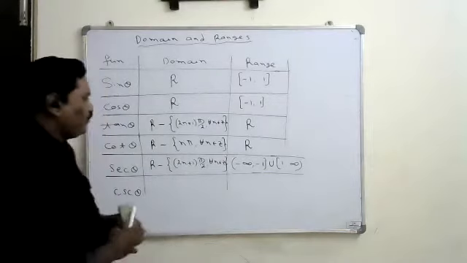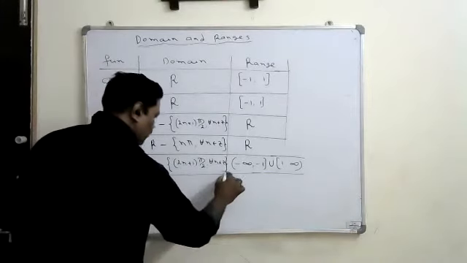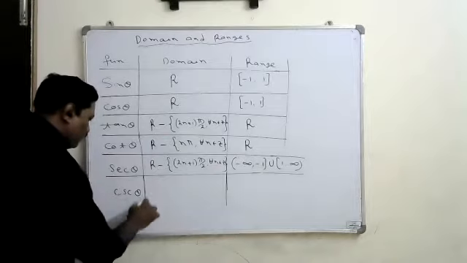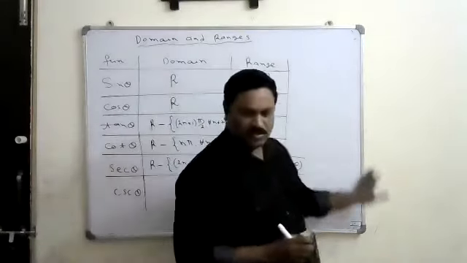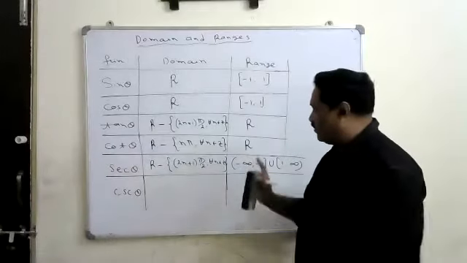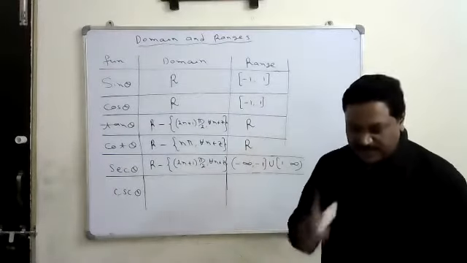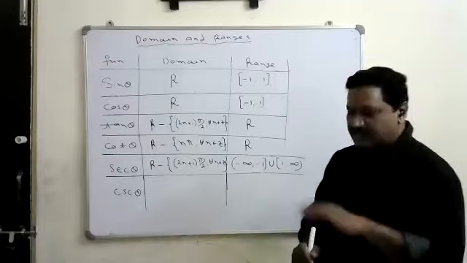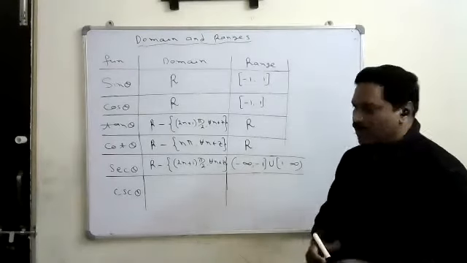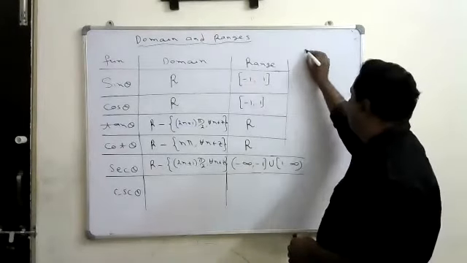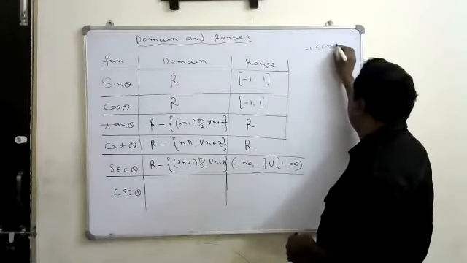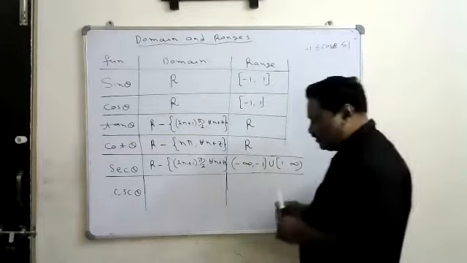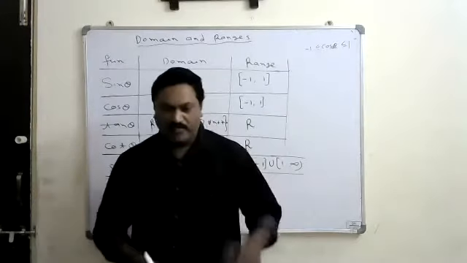Okay. Now, sir, please explain the range of cosecant theta once again. Yeah. So this is the range of secant theta, because just now I gave the proof also for you. Secant theta is the reciprocal of cos theta. Cos theta gives values between -1 and 1, right? The range of cos theta is -1 to 1.